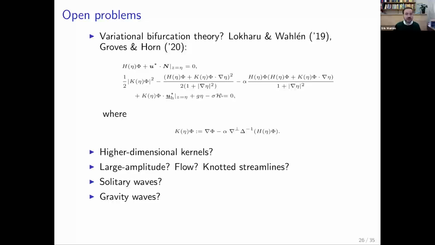Okay, so other questions which I would like to look at are higher dimensional kernels, combined with this variational theory, I think. Then large amplitude is open, even in the irrotational case. And it would be very nice to look at the flow underneath the wave, especially in the large amplitude case. Can you get this chaotic behavior, which is known for Beltrami flows then? Okay, so solitary waves and of course gravity waves are some other important open problems.